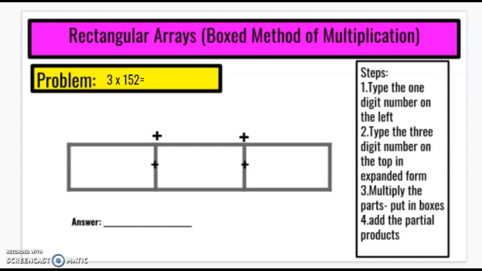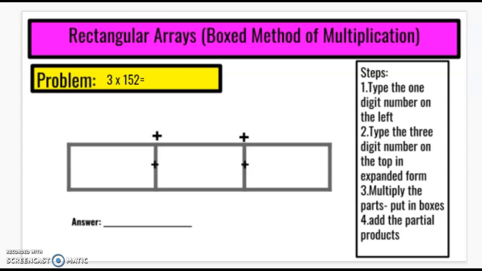Hi, today I'm going to go over how to multiply using rectangular arrays. A rectangular array is a quicker way of making the second and third grade array you're used to, where you make dots or circles or stars or happy faces.